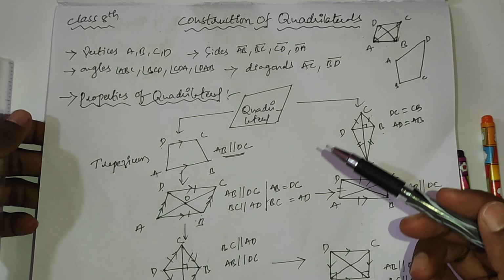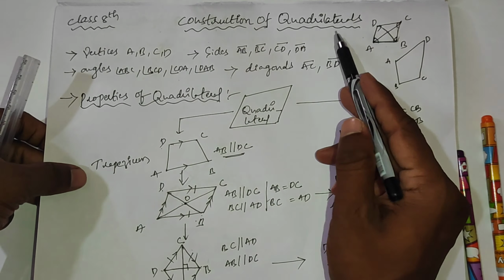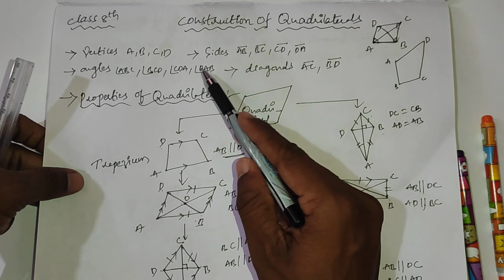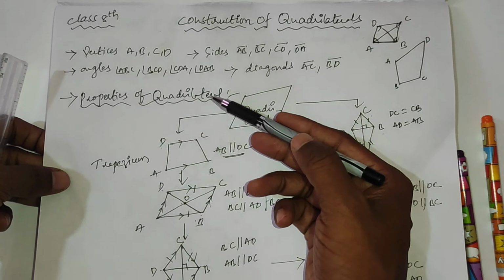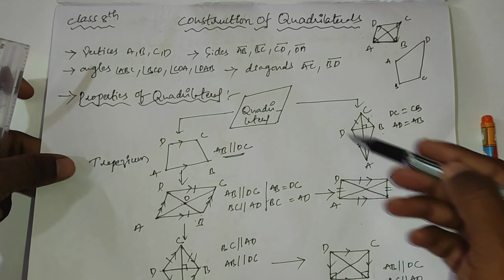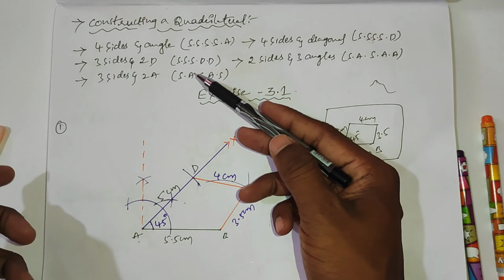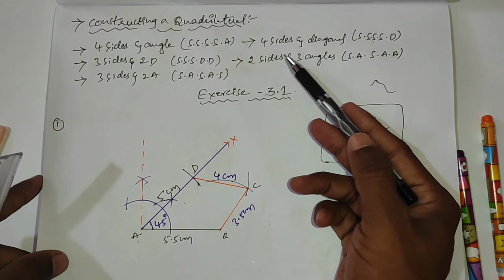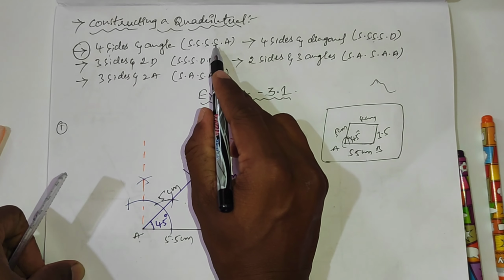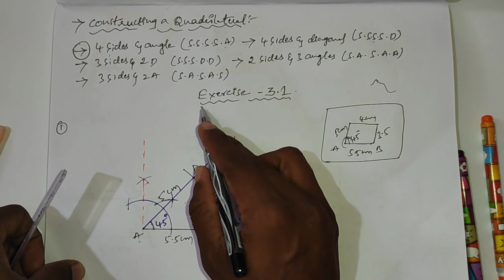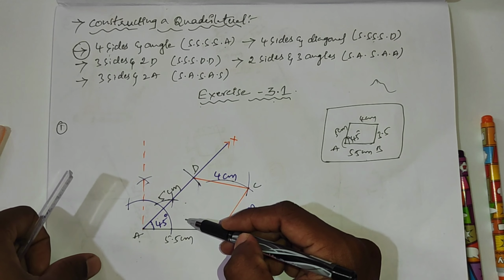Yesterday we discussed construction of quadrilaterals. In that topic we covered the definition of a quadrilateral and its sides, angles and diagonals first. Then we discussed properties of quadrilaterals, different types of quadrilaterals and their properties, and how to construct a quadrilateral when different sides are given. Yesterday we completed the case when 4 sides and 1 angle are given. So exercise 3.1 is totally about that: given 4 sides and 1 included angle.